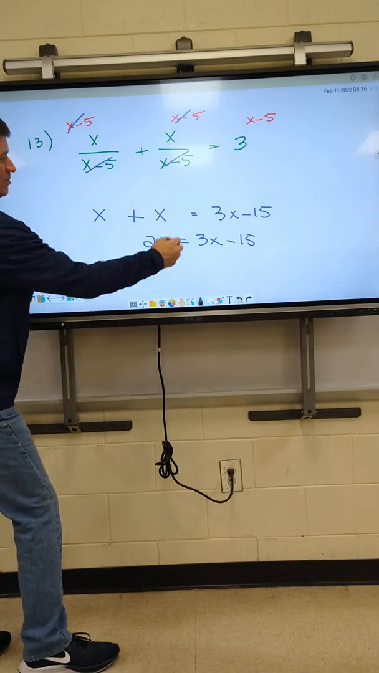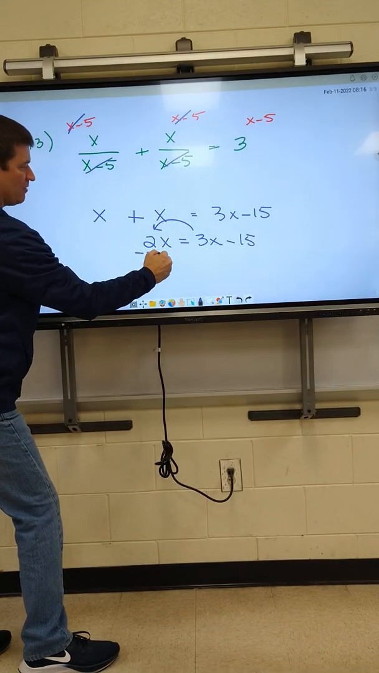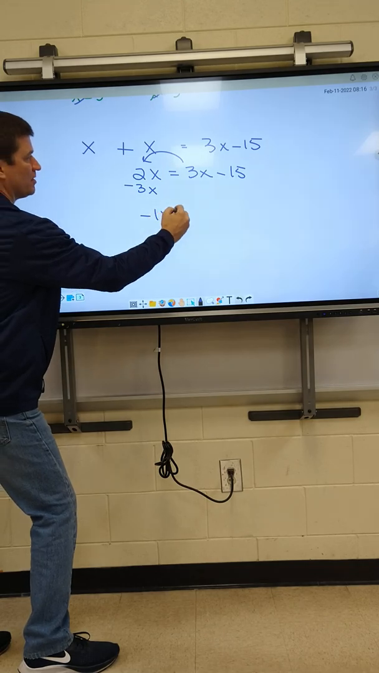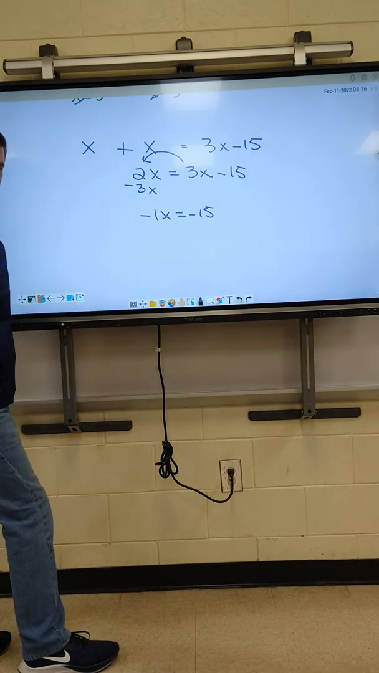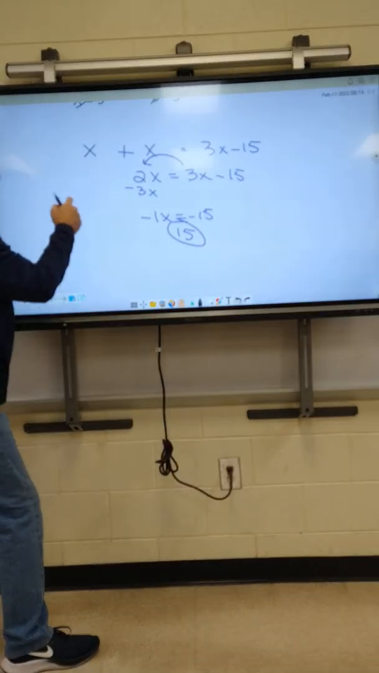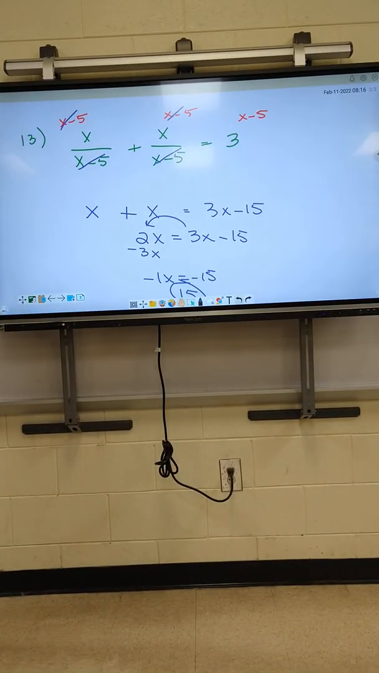Alright, what's next? I'm going to move 3x over here, make it a negative 3x. So what do we have? I got negative 1x equals negative 15. What's my answer? Positive 15. So yeah, we didn't have to do quadratic formula on that one because there's not an x squared.